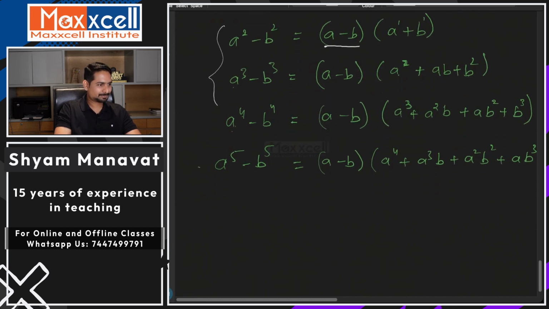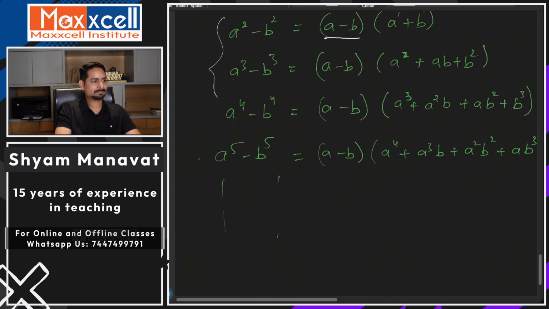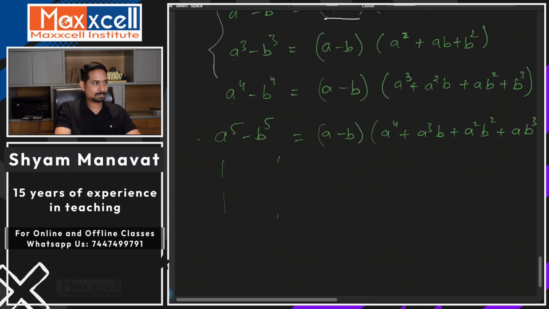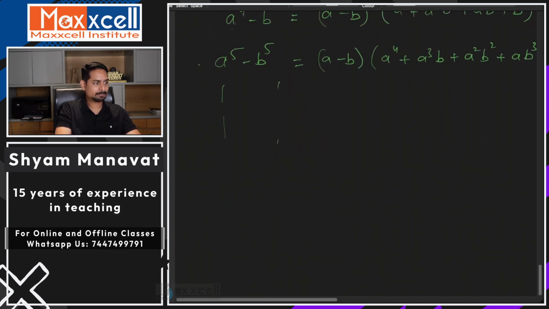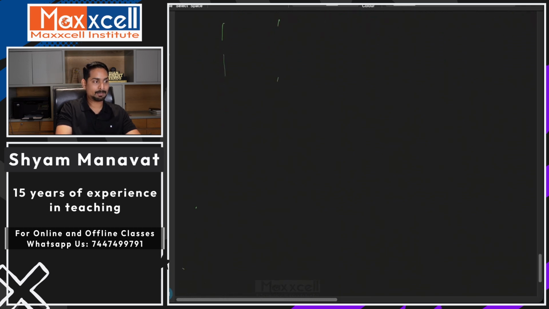Good. So I will talk about the generalized part, but before that, let's talk about the factorization of the positive ones. Now in case of positive ones, for a square plus b square you don't have any factorization. No, you don't.